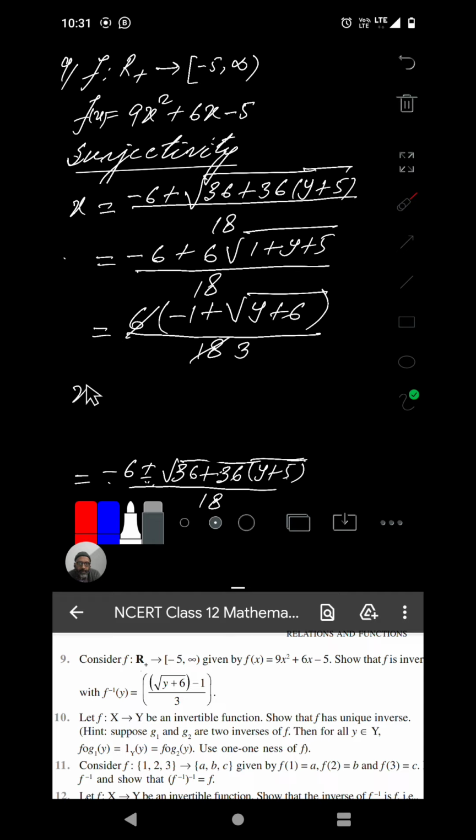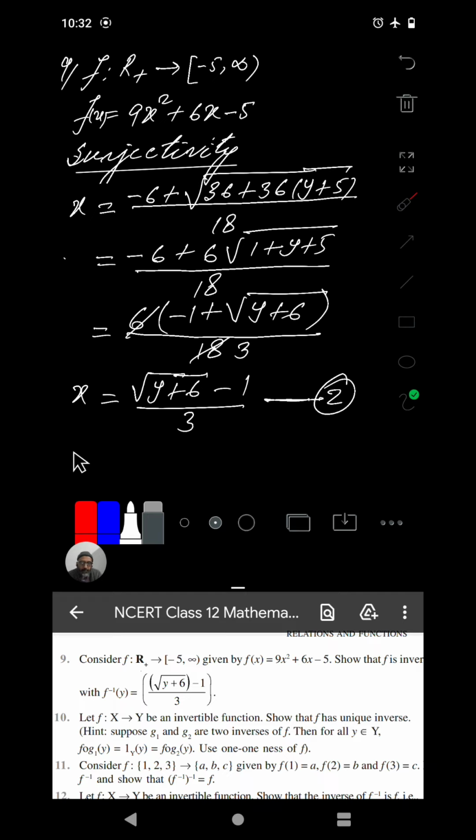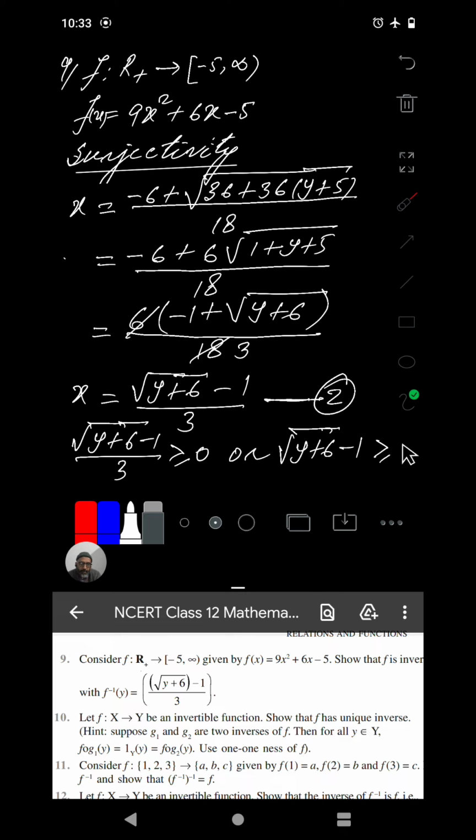So finally we have x is equal to under root y plus 6 minus 1 upon 3. Let it be equation number 2. Now since x is a non-negative real number, under root y plus 6 minus 1 upon 3 must be greater than or equal to 0. So transposing 3 to the right hand side, we may write it as under root y plus 6 minus 1 is greater than or equal to 0.